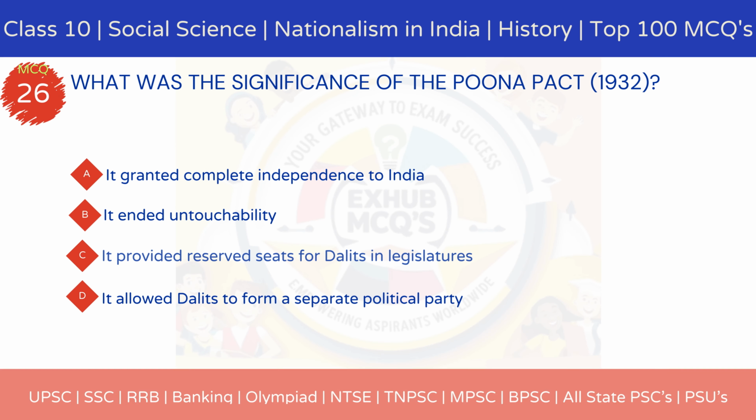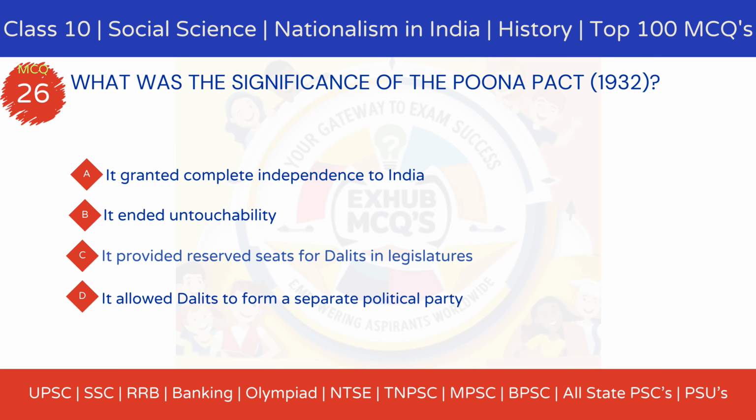What was the significance of the Pune Pact, 1932? Option A, it granted complete independence to India. Option B, it ended untouchability. Option C, it provided reserved seats for Dalits in legislatures. Option D, it allowed Dalits to form a separate political party.